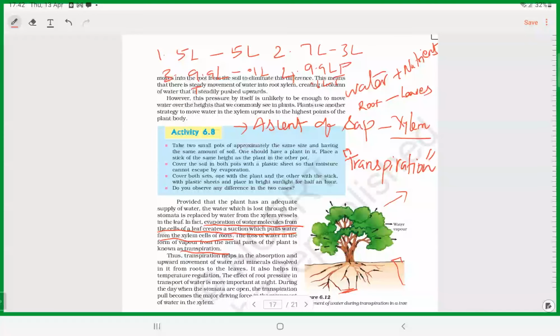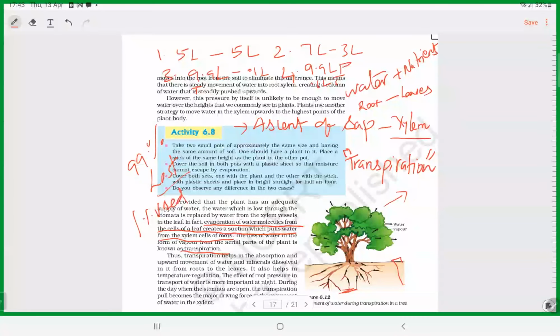Photosynthesis needs less water. See, the real picture is 99% of water is lost by transpiration. The plant absorbs a lot of water through the root. 99% of water is lost by the transpiration process. Then less than 1% only is used for photosynthesis and other plant metabolic processes. Only 1% is used.